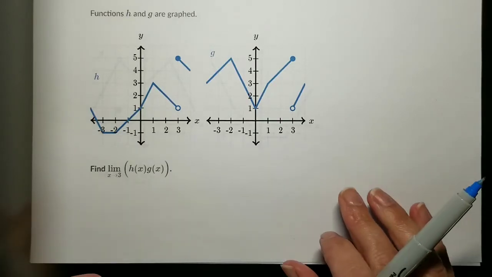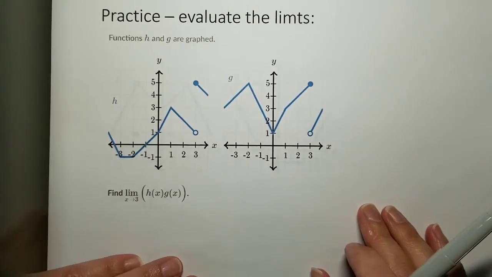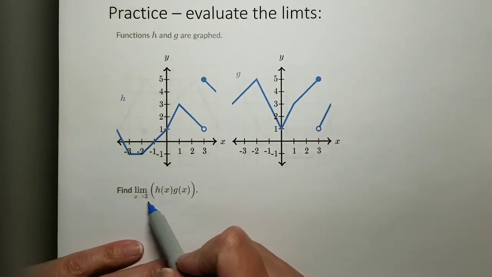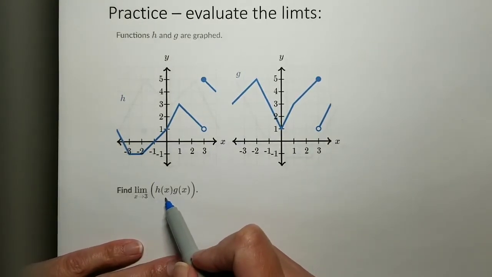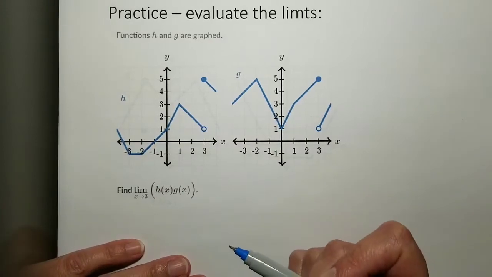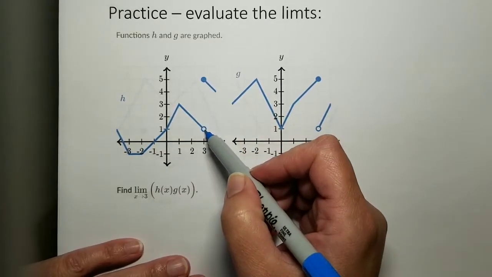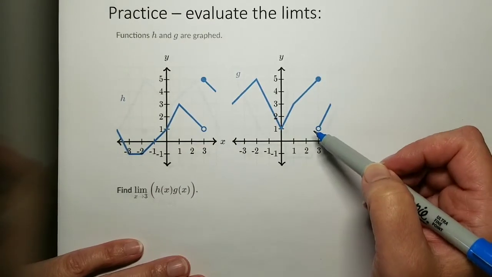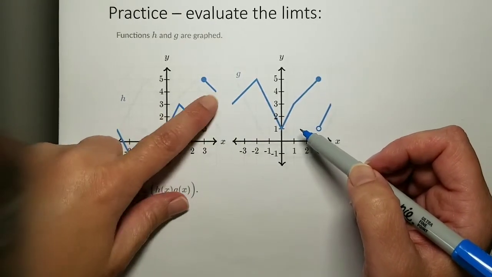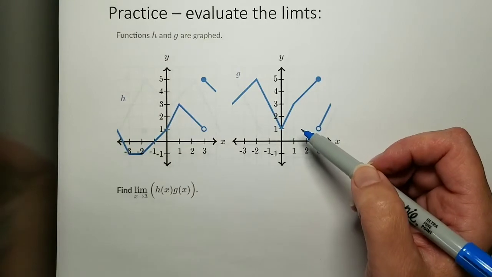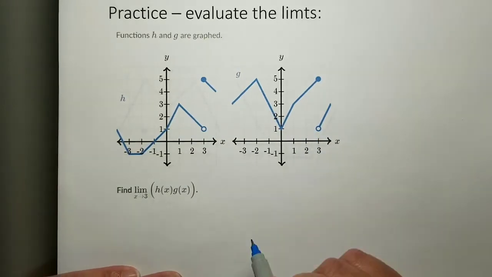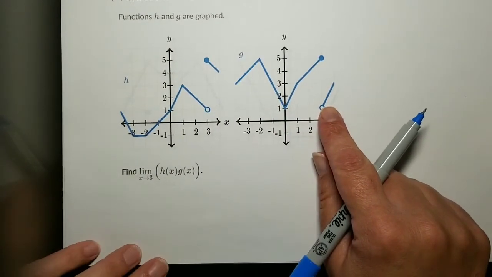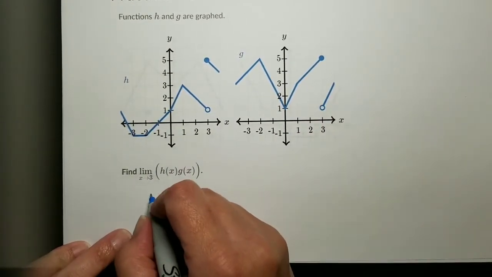So same kind of idea here. We have two functions, h and g, and we're looking at the limit as x approaches 3 of h at x times g at x. So you can see here, these are discontinuous functions at 3, and quite clearly the limit as x approaches 3 of h at x does not exist, and the limit as x approaches 3 of g at x does not exist. So we know that for sure.